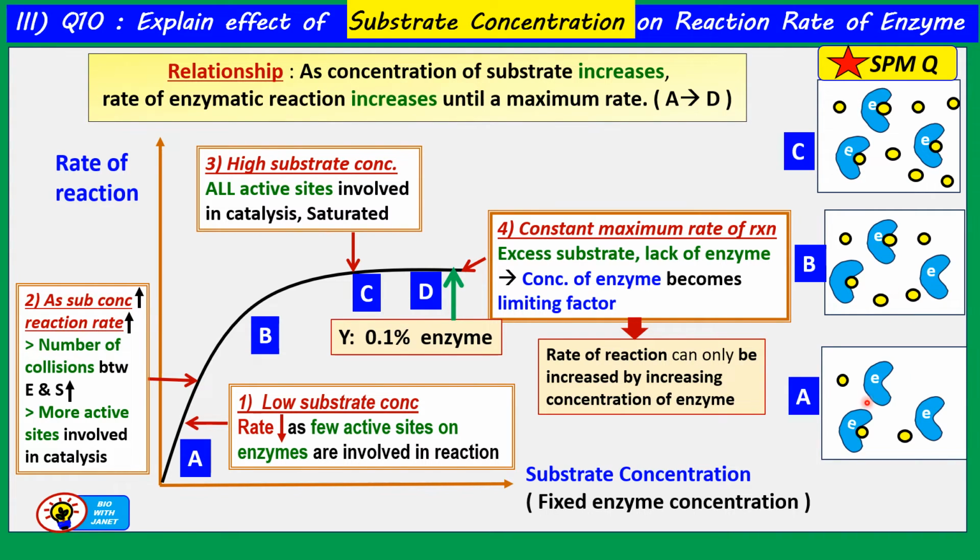as compared to one below, because the number of substrate molecules has increased here. The substrate concentration increases. So as the number of collisions between the enzyme and substrate molecules increases, more active sites will be involved in the catalysis.